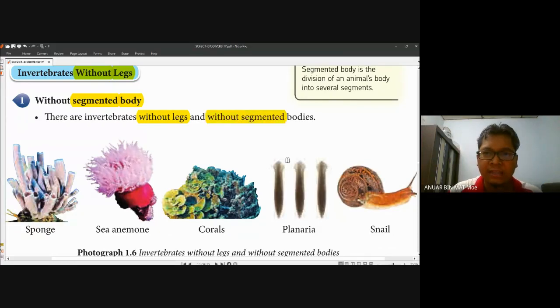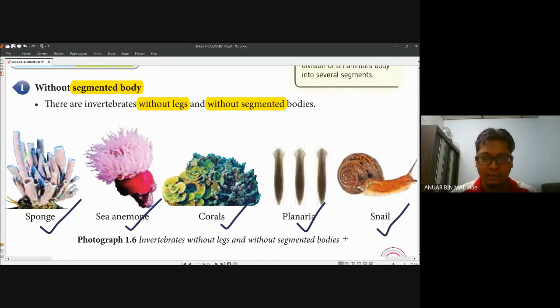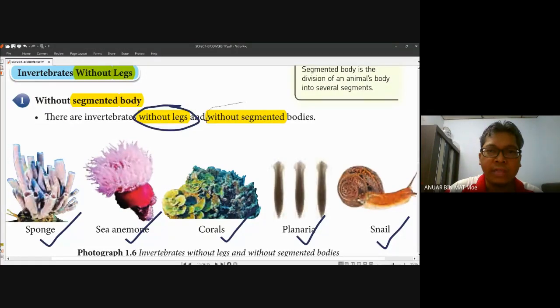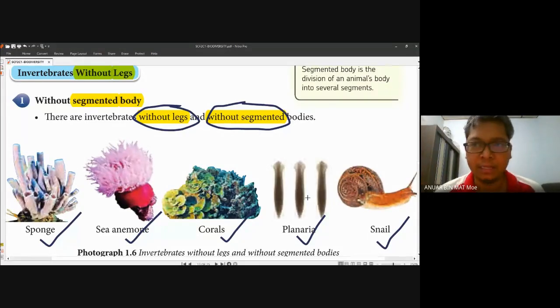So you need to understand, or you need to identify several types of animal here. So what are the animals? Number one is sponge. Okay. Sea anemone, coral, planaria, and snail. Okay, these are the several organisms that we classify as invertebrate without legs and without segmented body. These are the examples of animal.